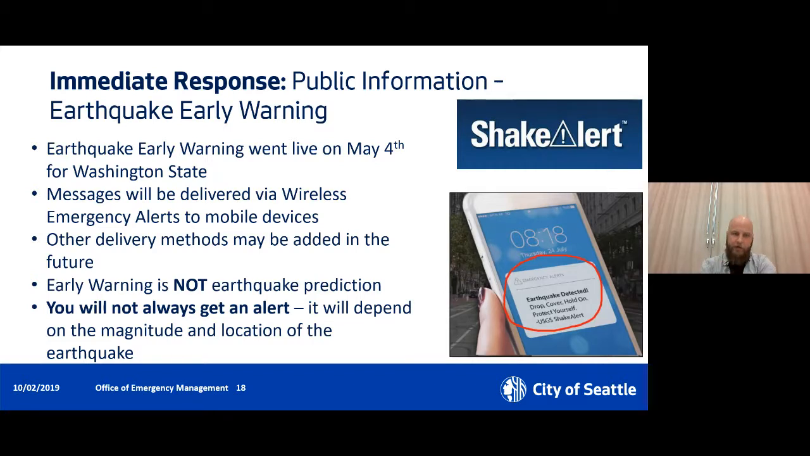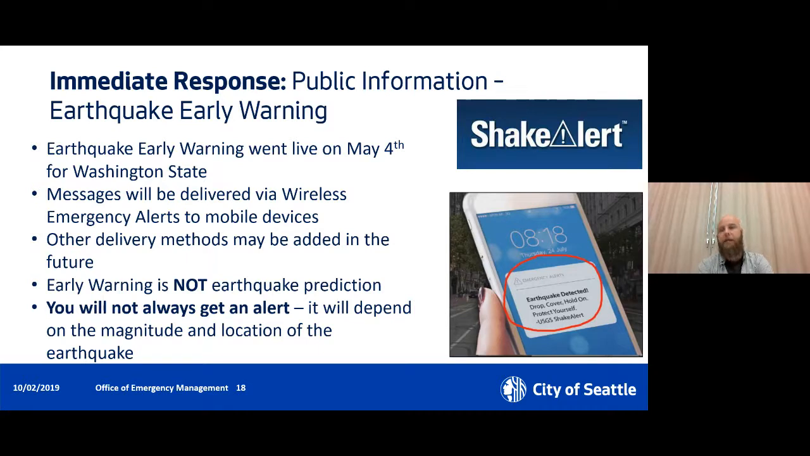Things to know: earthquake early warning is not earthquake prediction. So this is actually going out after the earthquake happens. And the amount of time that you will get in that warning is really going to be dictated by where the earthquake is. So if we have a Cascadia subduction zone earthquake that happens 100 miles off the Washington coast and we're in Seattle, then we very well could get warning from that, because it's far enough away that the sensors can sense the initial shaking near the source of the earthquake and push information to us before we actually get those secondary waves that are felt. You will not always get an alert, so it's going to depend on the magnitude and the location of the earthquake.